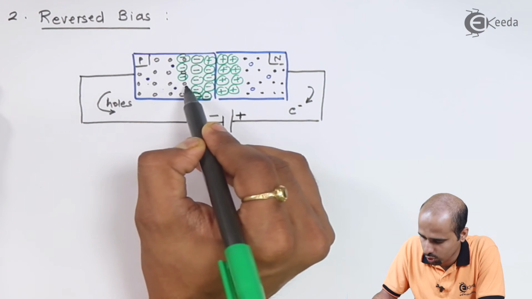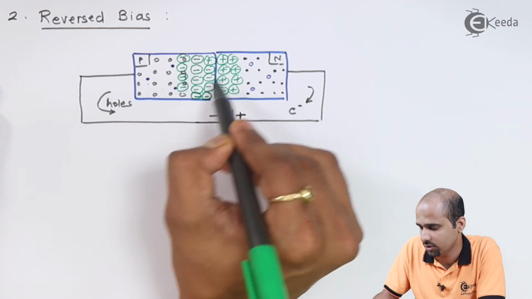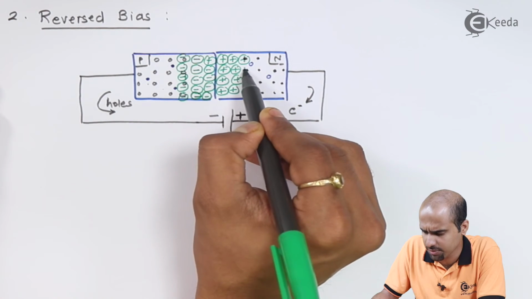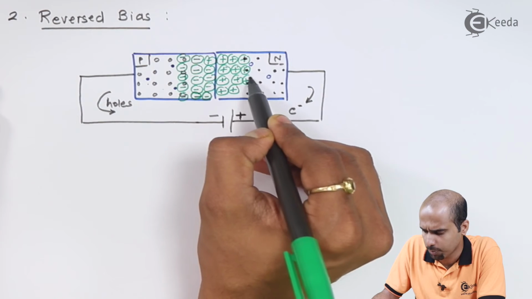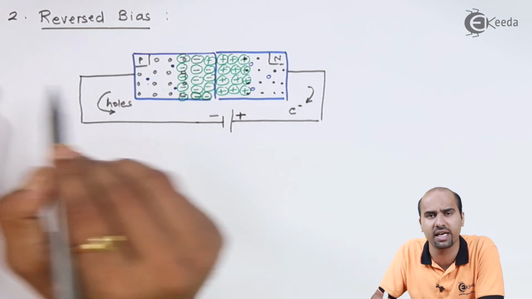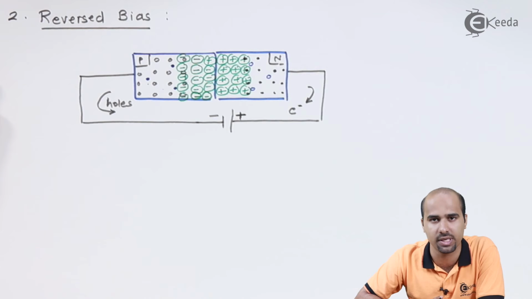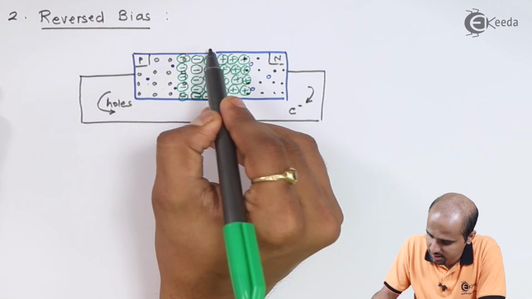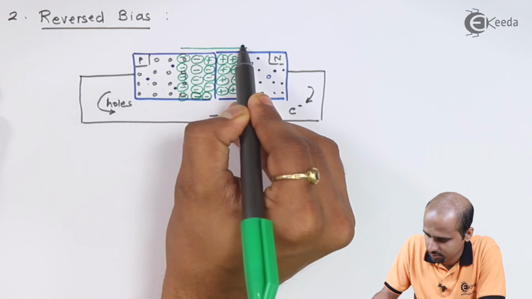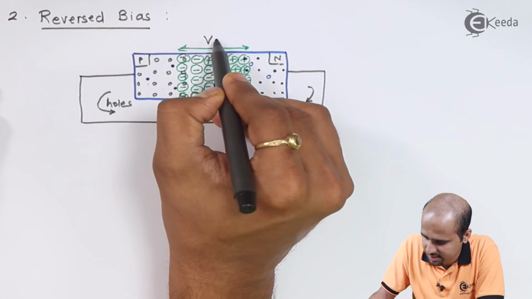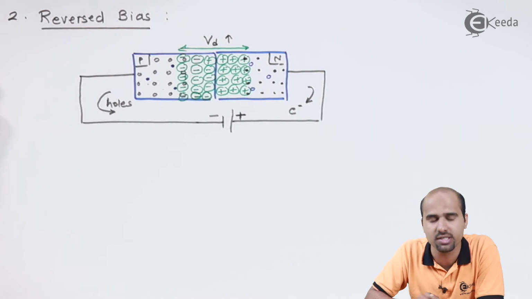So what we have observed? We have observed that atoms are converted into positive and negatively charged ions in n-type and p-type semiconductor respectively in the construction of diode, right? So what will happen? This width will get increased. If width increases, then can I say that this potential will get increased?